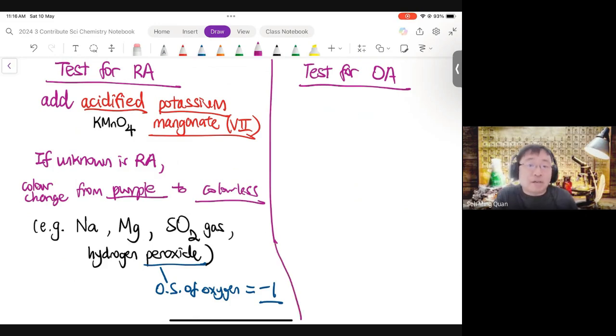So that's the test for reducing agent. To see whether something is a reducing agent, we add acidified potassium manganate 7, and the color change, if it's a reducing agent, will be from purple to colorless.